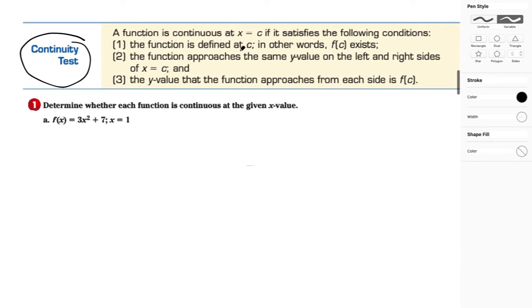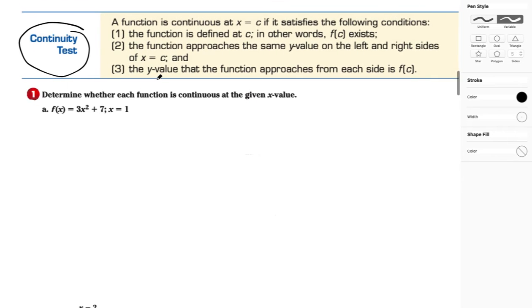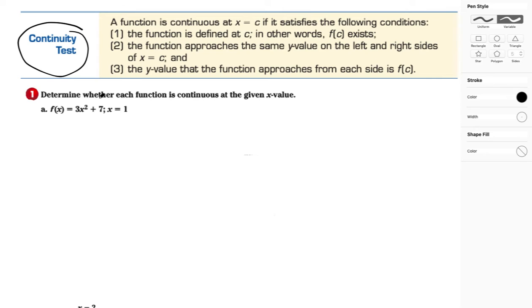All right, so the function is defined at C, in other words, f of C exists. The function approaches the same y value on the left and right sides as x approaches C. And then finally, the y value that the function approaches is the same as the y value that it is. That will make a little more sense when we do some examples, but I wanted you to have the continuity test in your mind as we continue to think about these problems. So it says determine whether each function is continuous at the given x value. We have a couple things that we should set up.